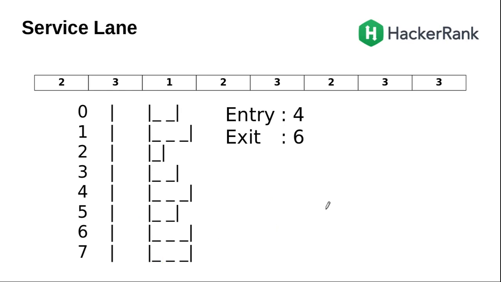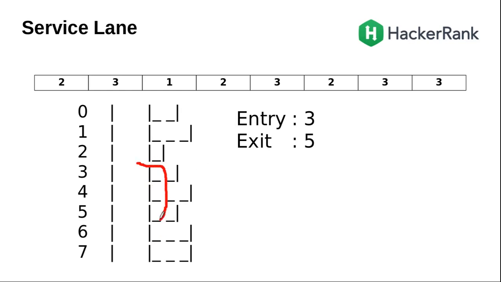Let's consider once more. You want to enter from 4 and then come out from 6, right? It is 2, because in between we have 2 here, and then 3 to 5, 3, come out from 5. What is it? 2, right? So we understood the problem.